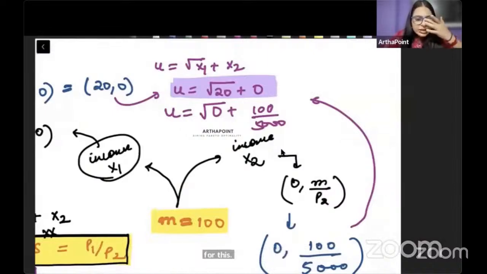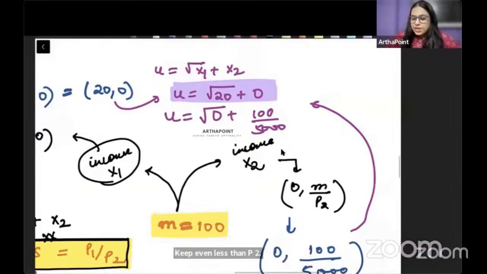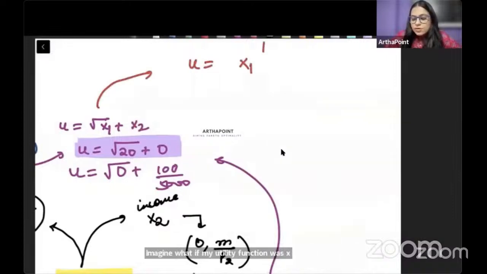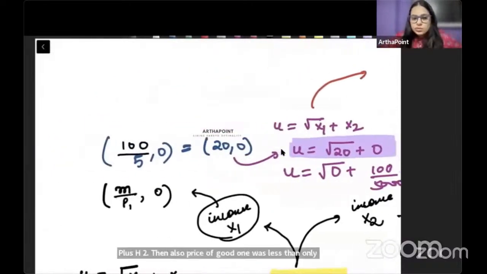No, don't say like that. That will be incorrect to say: keep P1 less than P2, so all good 1. No, I'll tell you the reason why. Imagine, what if my utility function was x1 to the power 1 by 1000 plus x2? Then also the price of good 1 was less than the price of good 2.